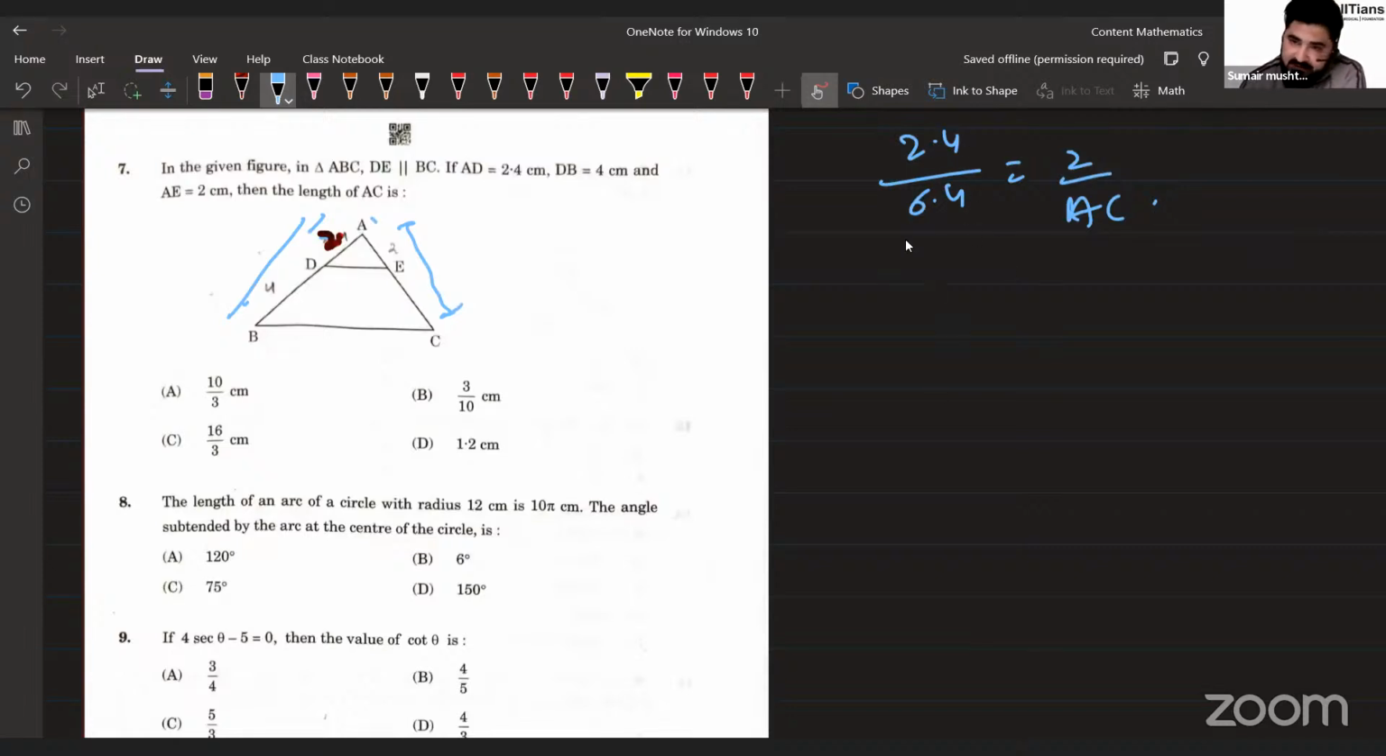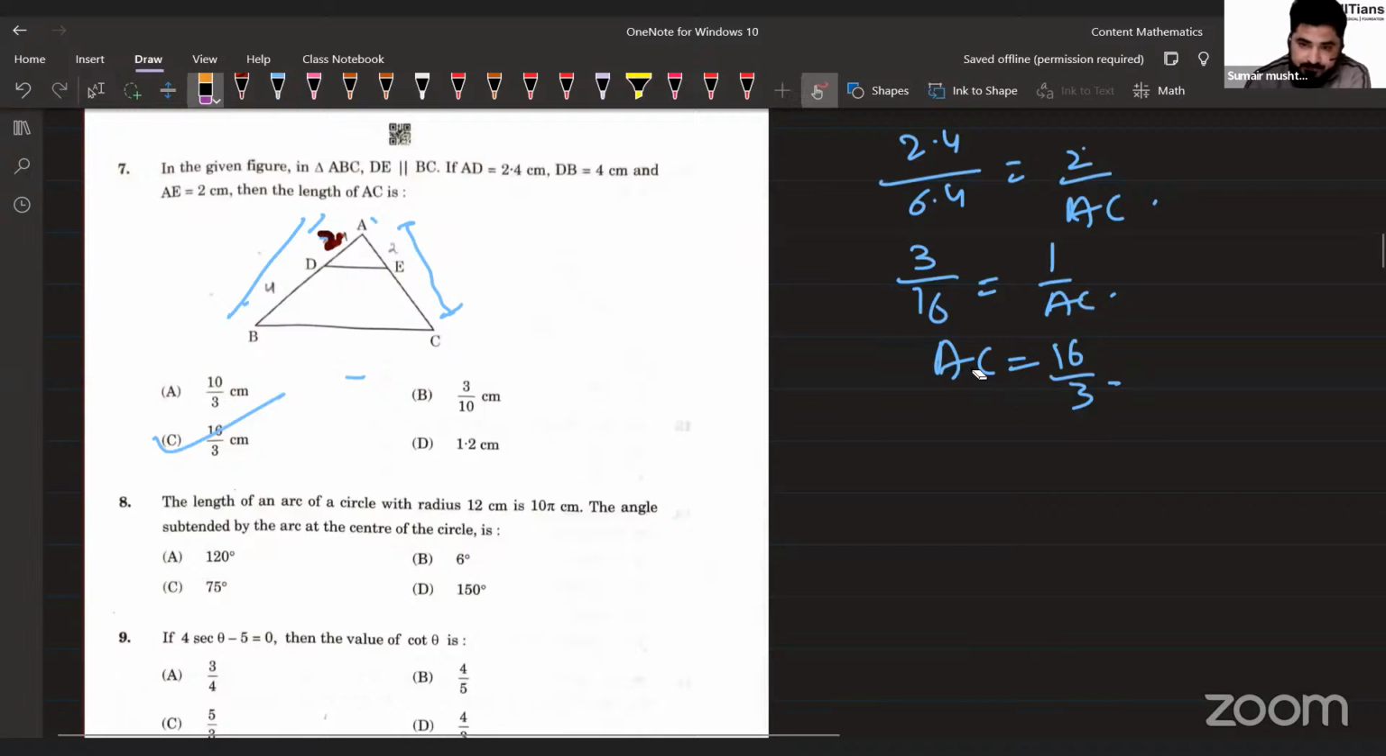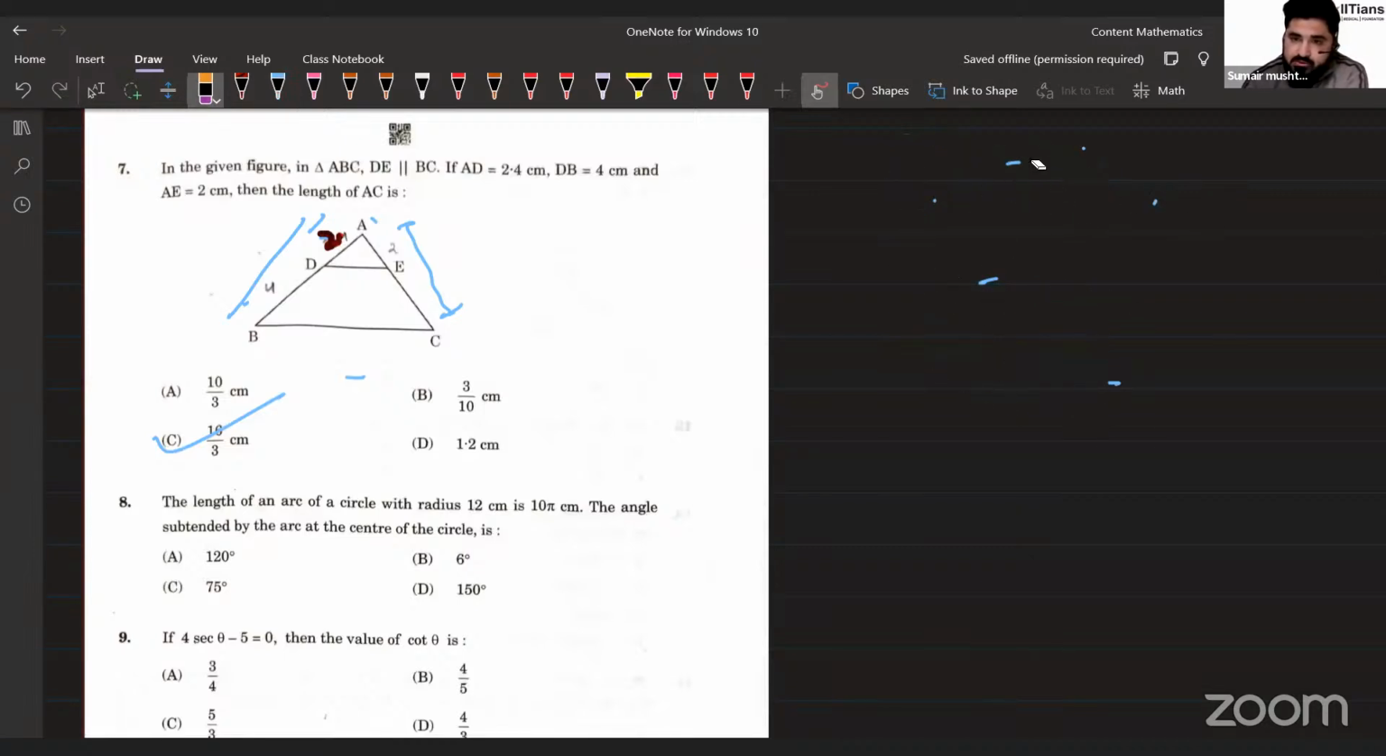So the 10s will get cancelled. This is 12 by 24, which is 3 upon 16. 3 upon 16 is equal to 1 upon AC. So AC will be equal to 16 upon 3. This is the answer. Third option. Clear? I hope this is clear to all of you. Okay. Next question. Let's move to the next question.